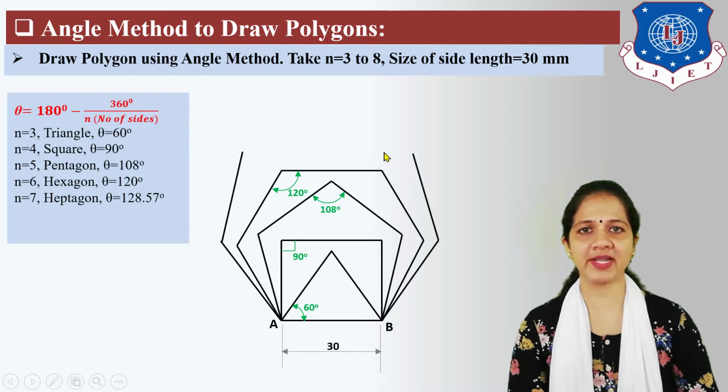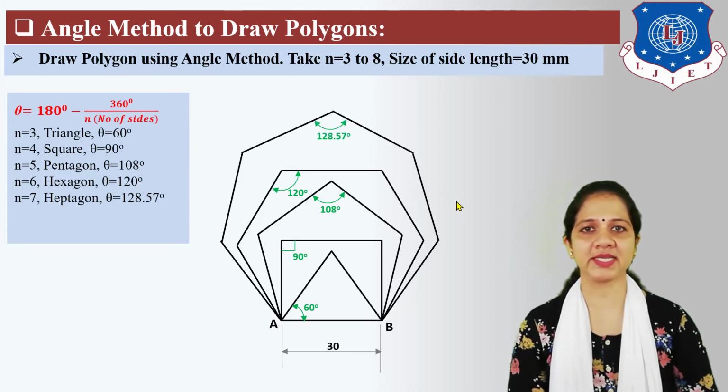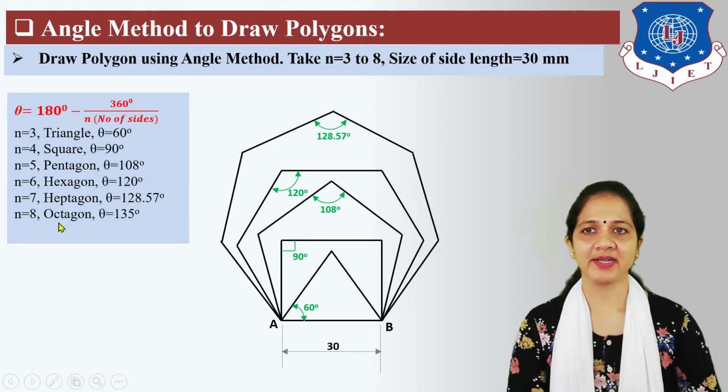Again draw 128.57 degree angle line from end point of this two sides and complete heptagon. Show any one angle in between two sides which is 128.57 degree. Next, n is equal to 8, polygon is octagon, theta, angle between two sides is 135 degree.